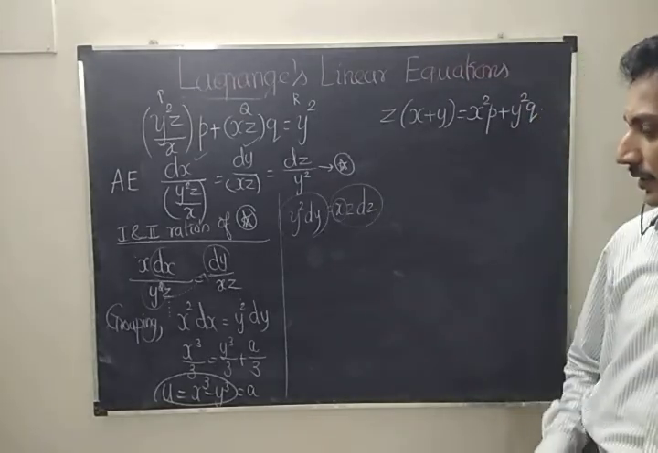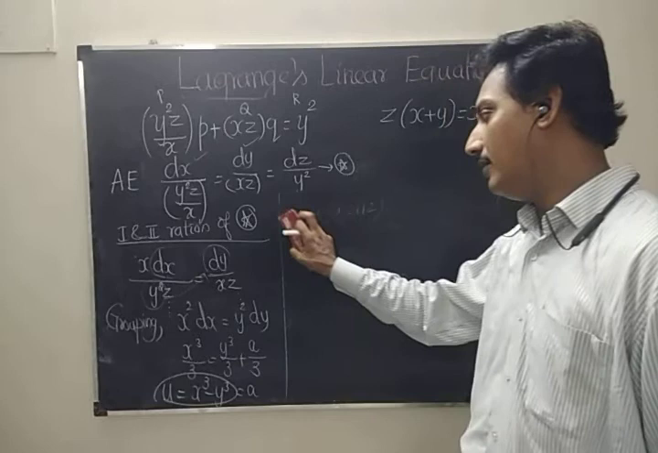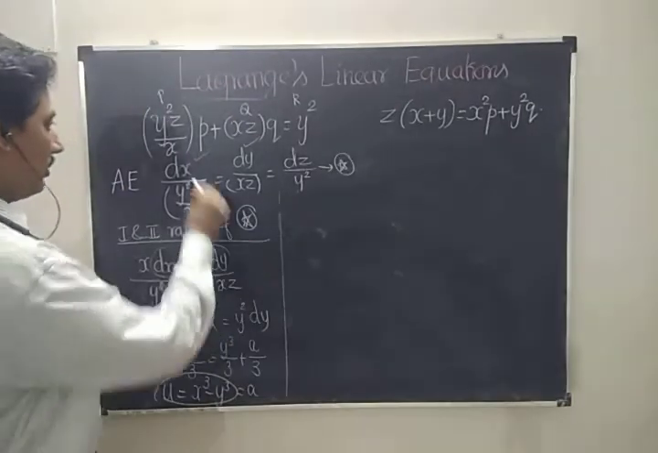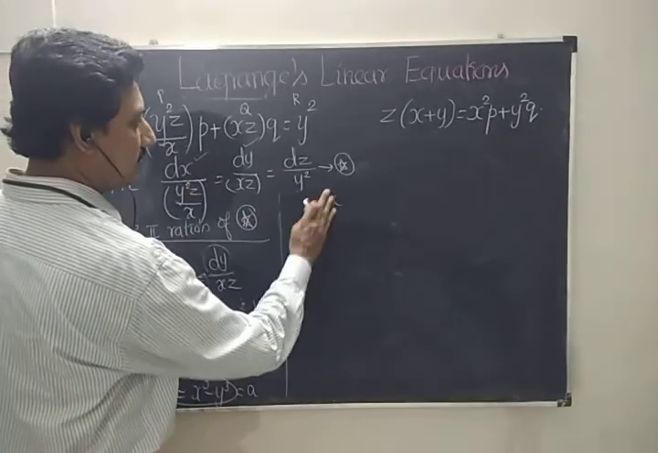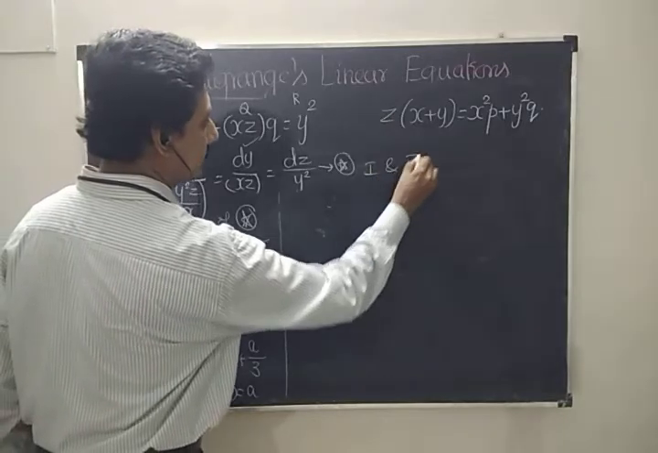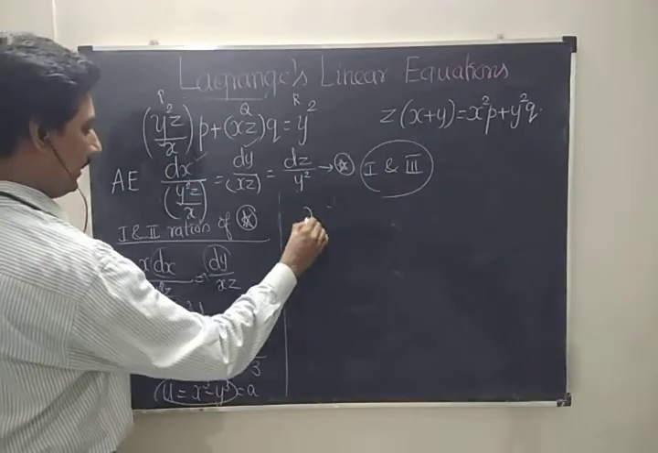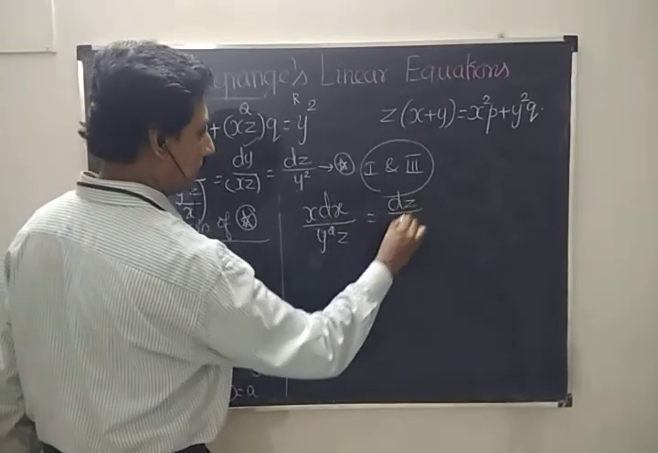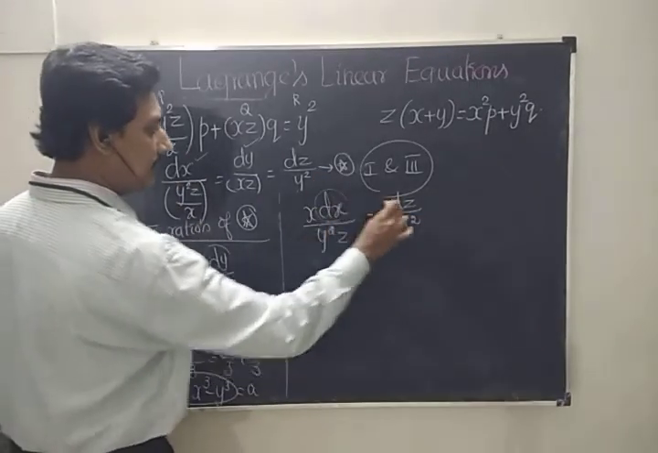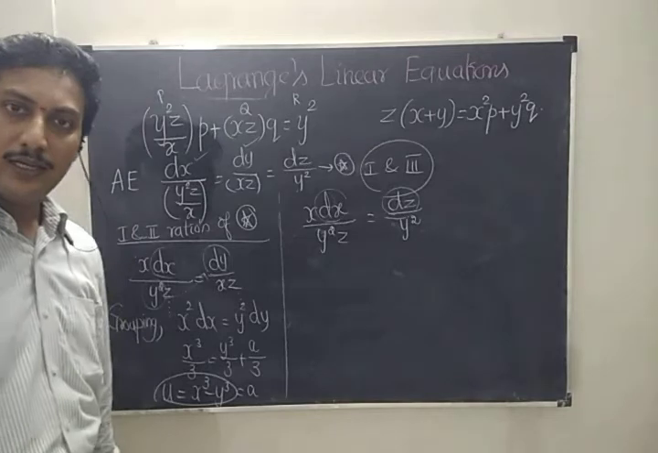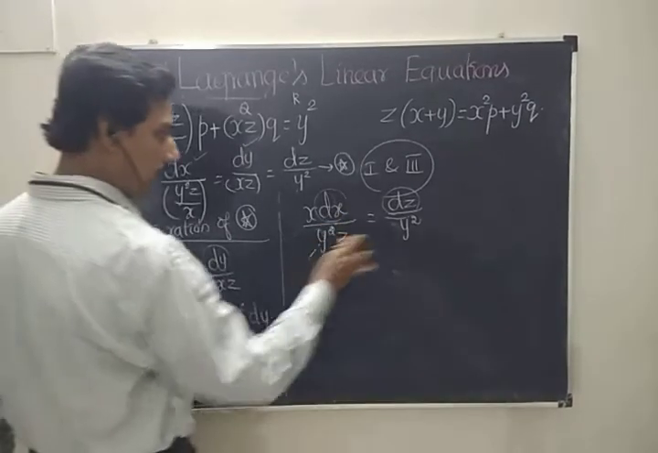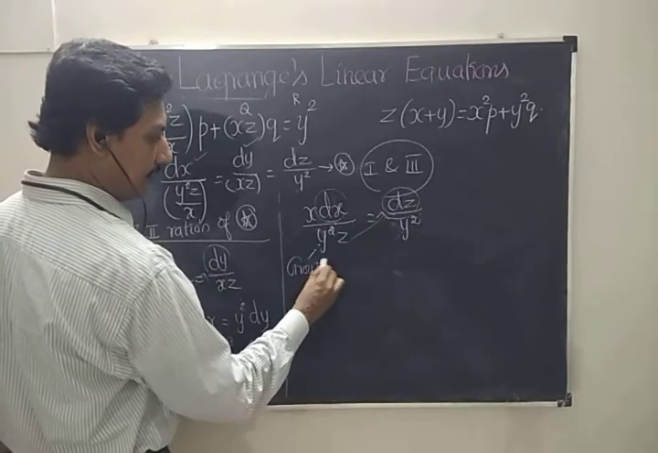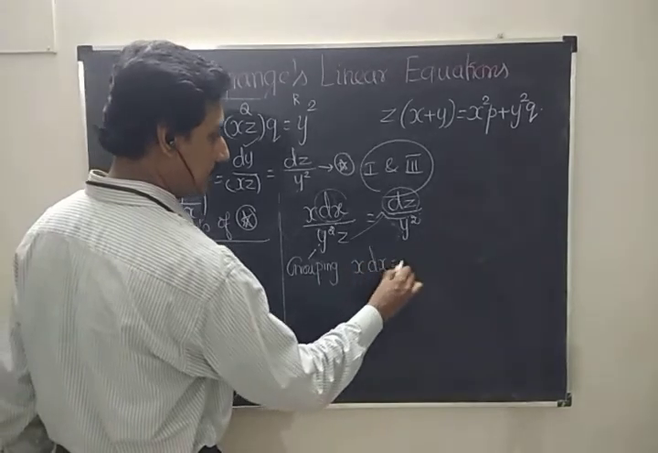So what I suggest is that the last possible combination is when I pick the first and the third ratio. What are the first and third ratios? dx and dz. So can I choose the first and third ratios of the equation star? I am getting x dx by y squared z is equal to dz by y squared. Once again, please see that here x, here z. So please retain the x and z and try to eliminate the other variables. I found that y squared is going to cancel. So let us cross multiply and group the terms. We get x dx is equal to z dz.